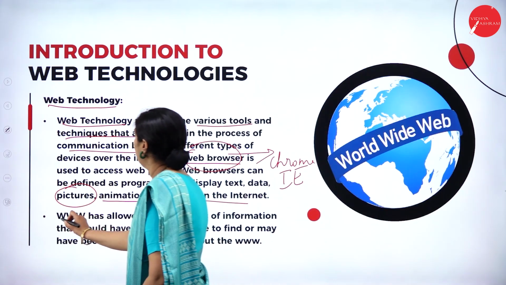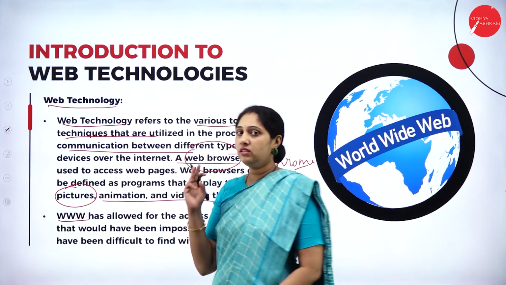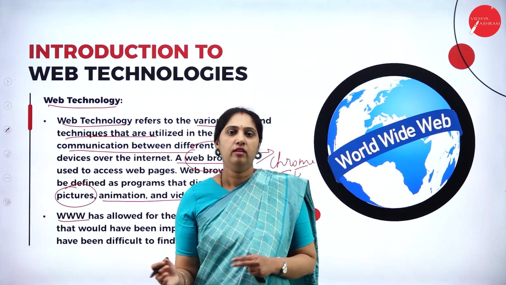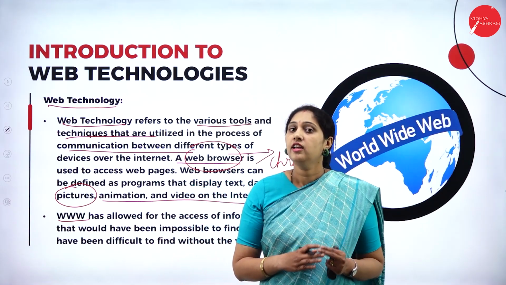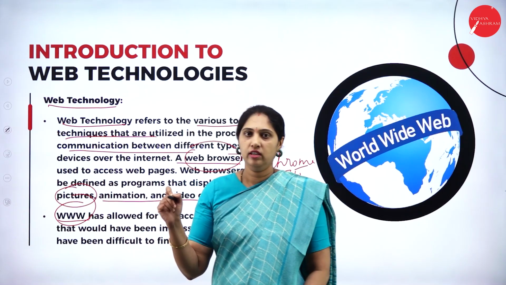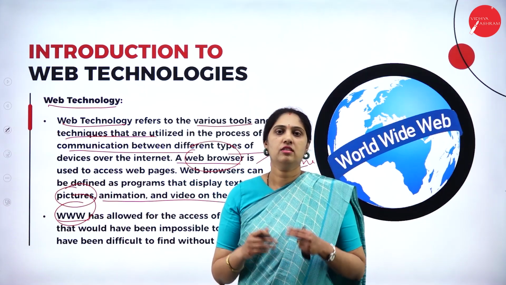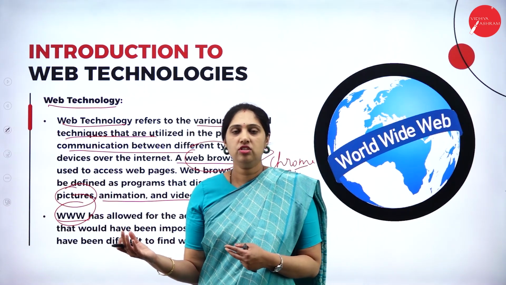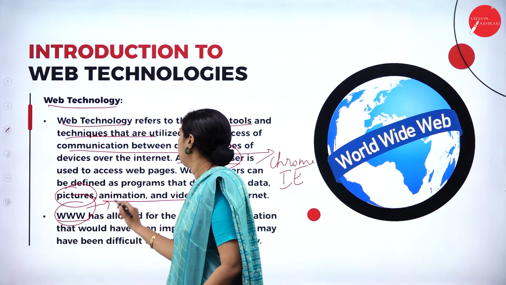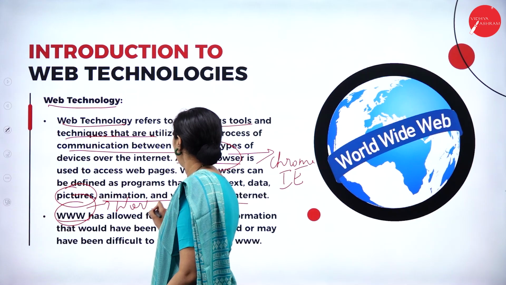Next is www. See, there are three W's. What is the full form? World Wide Web. If your web page or website is on the internet, you can access it throughout the world. It's simple, like you can access the Google search engine throughout the world, right? That is www, that is World Wide Web.